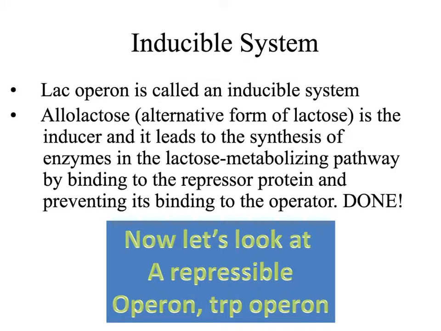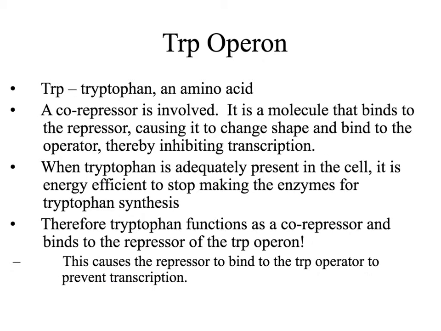So now we're going to look at an example called the repressible operon, and this is called the Trp operon. Trp stands for tryptophan, which is an amino acid. This operon involves a co-repressor. It is a molecule that's going to bind to the repressor, causing it to change shape and bind to the operator, thereby inhibiting transcription.